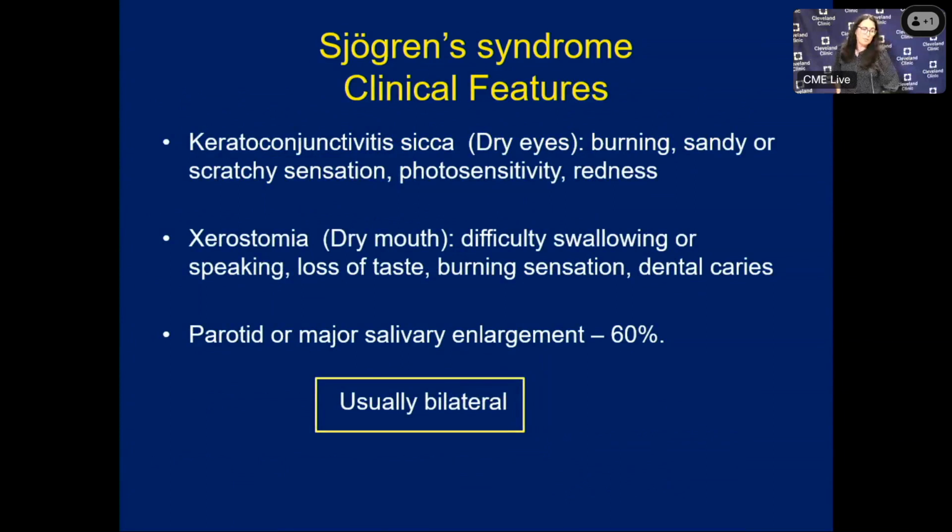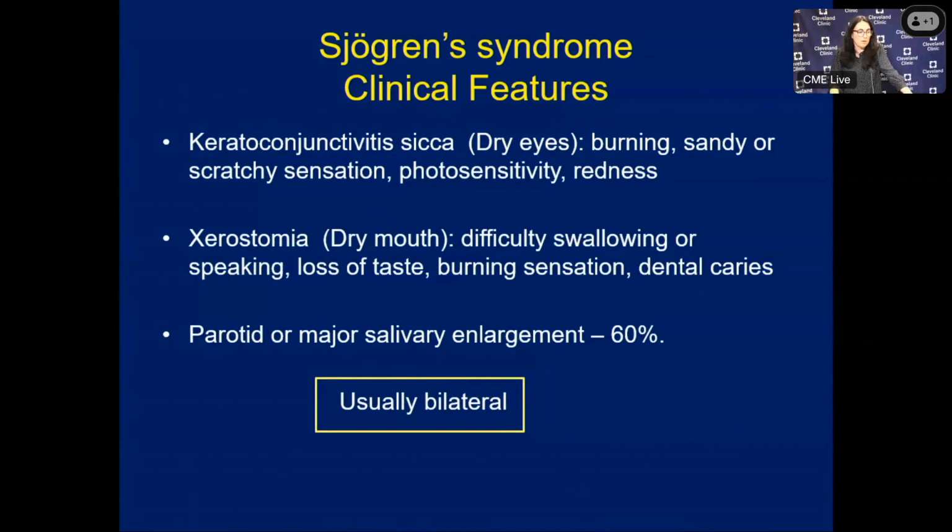The typical clinical features of Sjogren's syndrome are the dry eyes and dry mouth. Keratoconjunctivitis causes burning, sandy or scratchy sensation, photosensitivity, and redness of the eyes, and can result in corneal erosions. It's an important and chronic problem, difficult to treat in some patients.